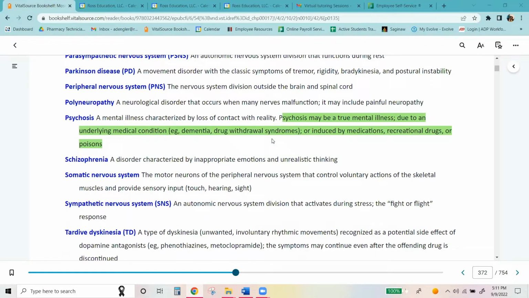Psychosis may be a true mental illness due to an underlying medical condition like dementia or drug withdrawal syndromes, or it could be induced by medications, recreational drugs, or poisons.